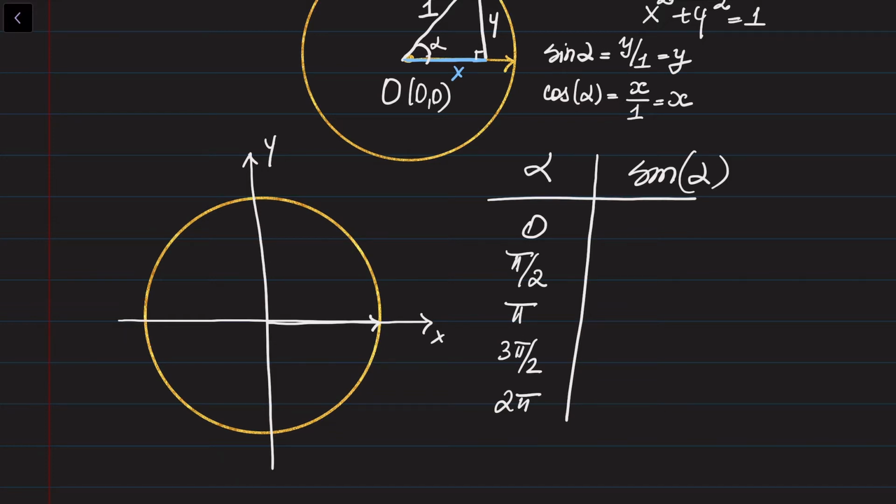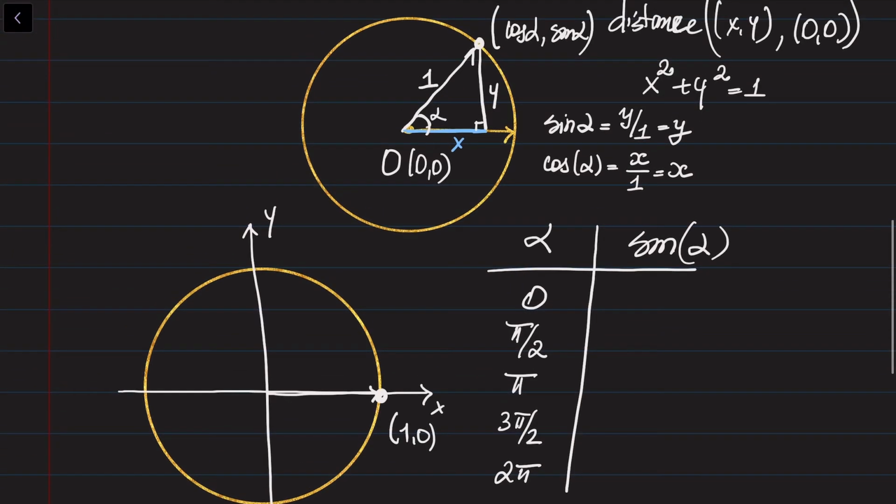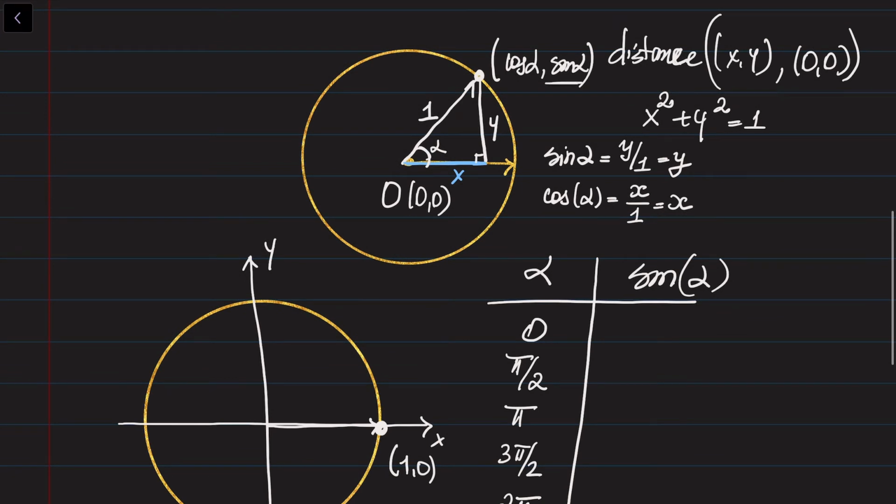So I need to define the coordinates of this point, and it's clear that since I'm on a unit circle, the coordinates of this point are equal to (1, 0), right? And if you remember, the y coordinate of a point on the unit circle defines the value of the sine of the angle, right? So here I've got a 0, which means that when alpha is equal to 0, the value of the sine is equal to 0.